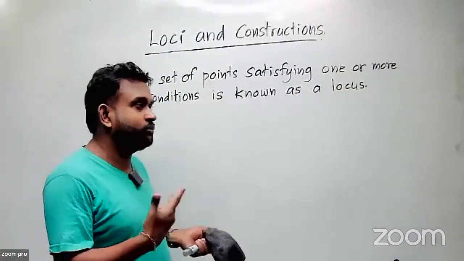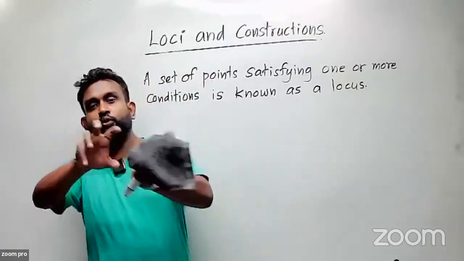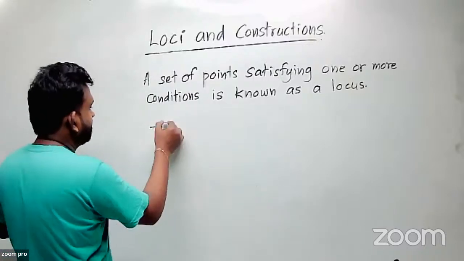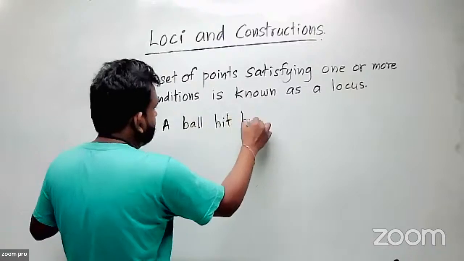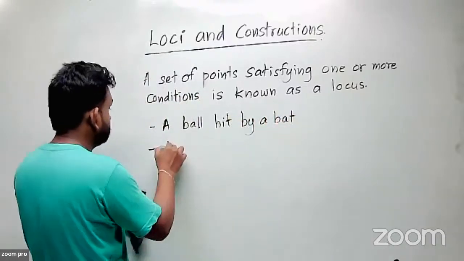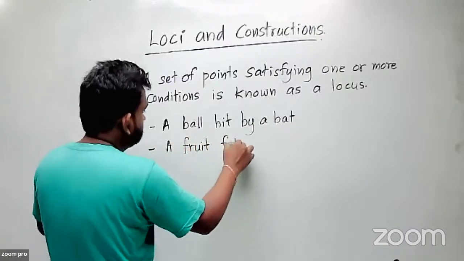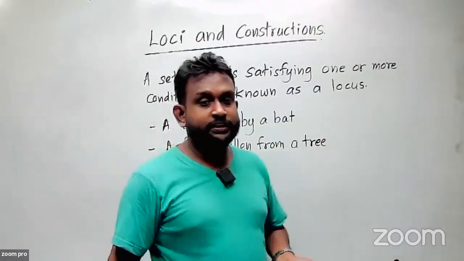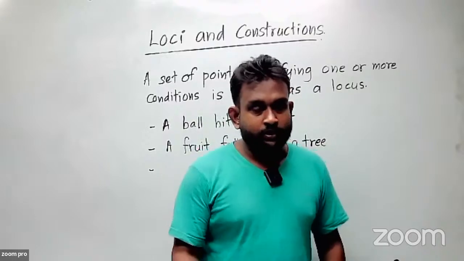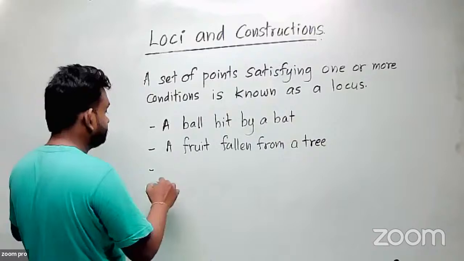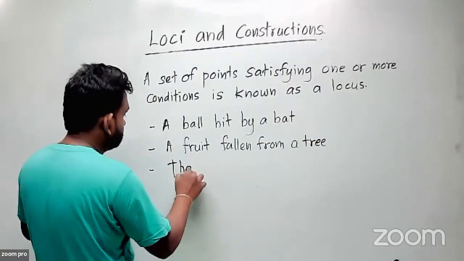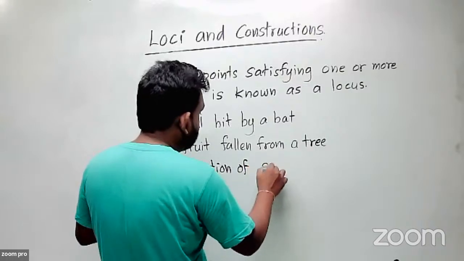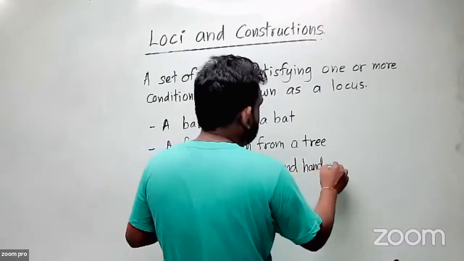So what are the examples you have seen of motions of points satisfying one or more conditions? You can write: a ball hit by a bat, a fruit fallen from a tree, and the motion of the second hand of a clock.